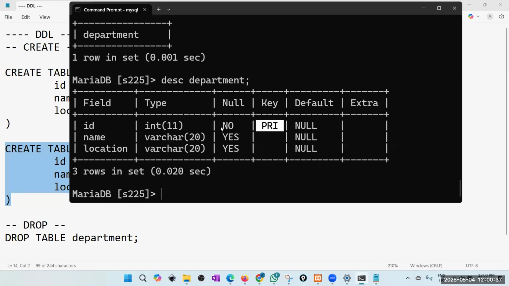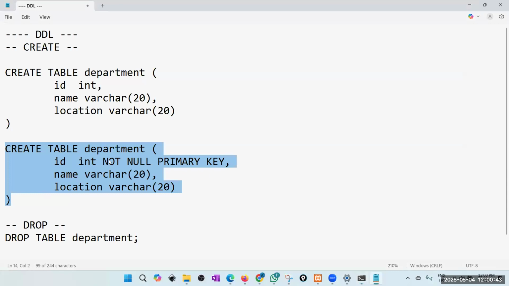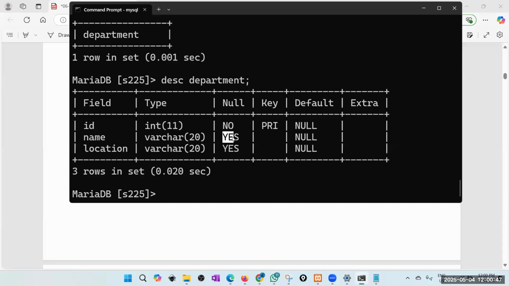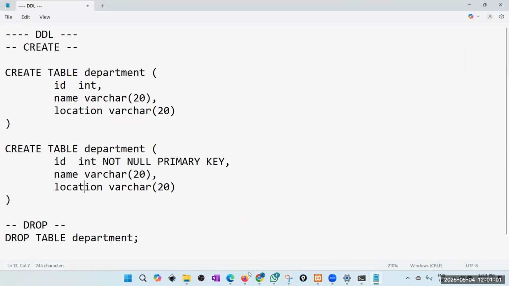Primary key, and null is not allowed. Null is not allowed because I specified that it is a not null field. Other fields allow null. You can see null, yes. But this is a primary key and not null. Null values are not allowed. And default is null because we have not given a default value. Right.